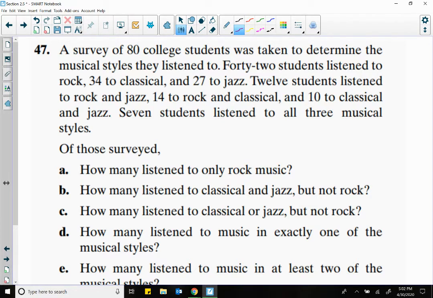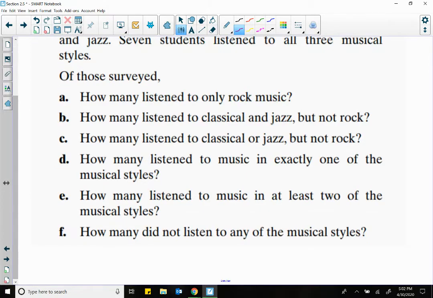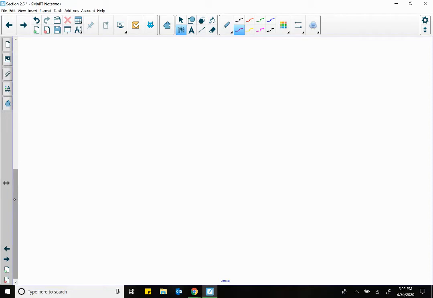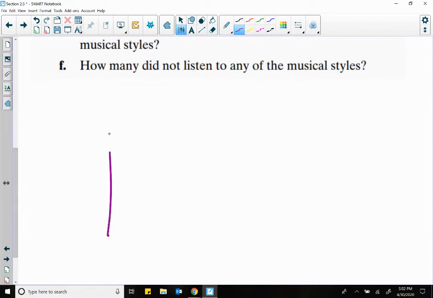All right, so again, that's a lot of information. A Venn diagram will make all of this clear, I promise you. So again, we have three ideas we're talking about. We're talking about rock, classical, and jazz. So that's how I know this is a three-circle Venn diagram. All right, so let's make our Venn diagram. And then we will answer some questions.